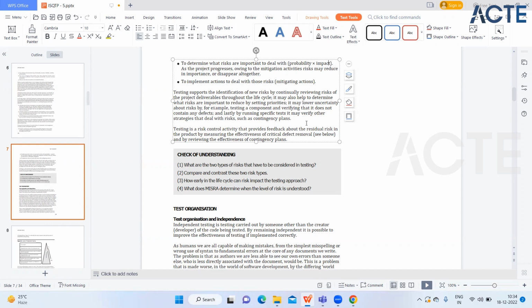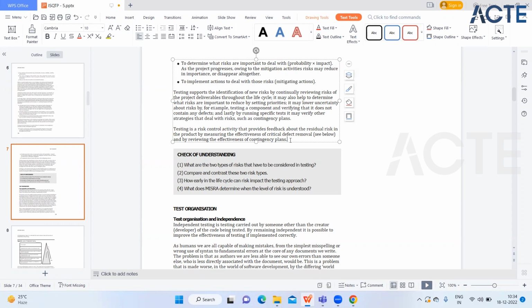Testing is a risk control activity that provides feedback about the residual risk in the product by measuring the effectiveness of critical defect removal and by reviewing the effectiveness of contingency plans.